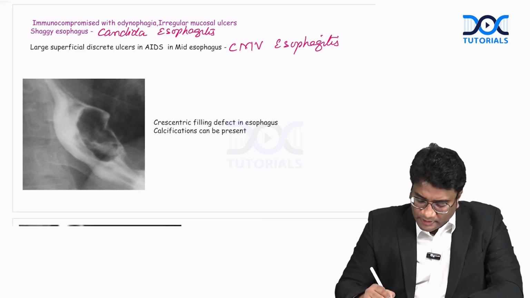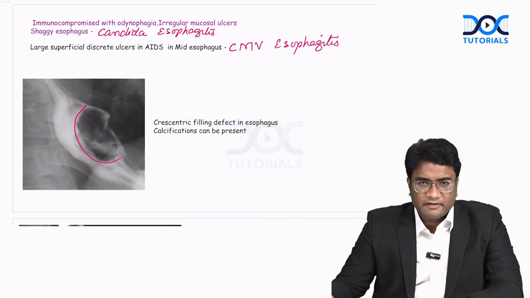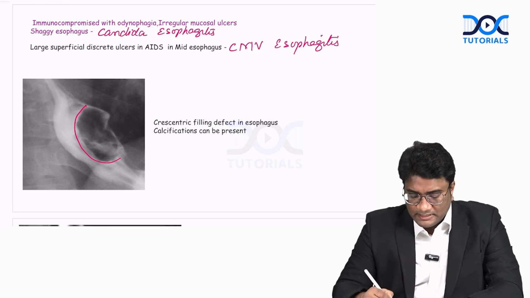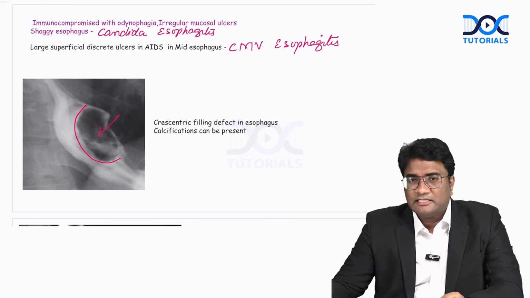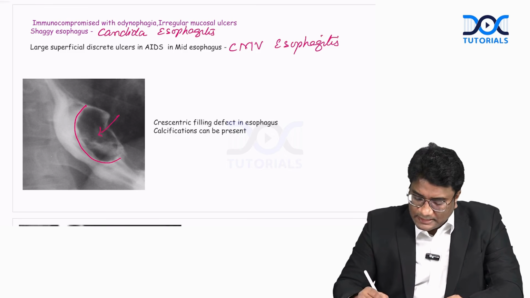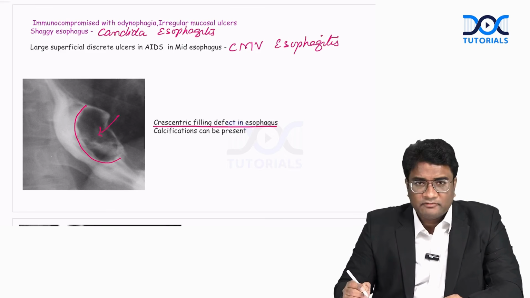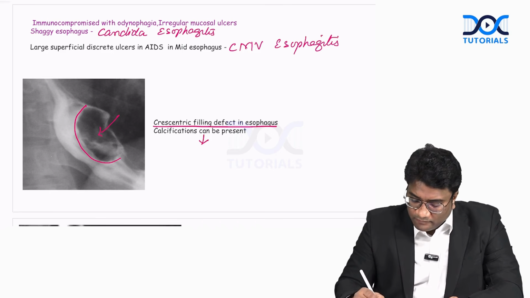Now look at this barium study. It is showing a concentric filling defect, and on CT scan you may see multiple calcifications in this lesion also. So if you see a concentric filling defect in the esophagus with calcifications, think of leiomyoma of the esophagus.